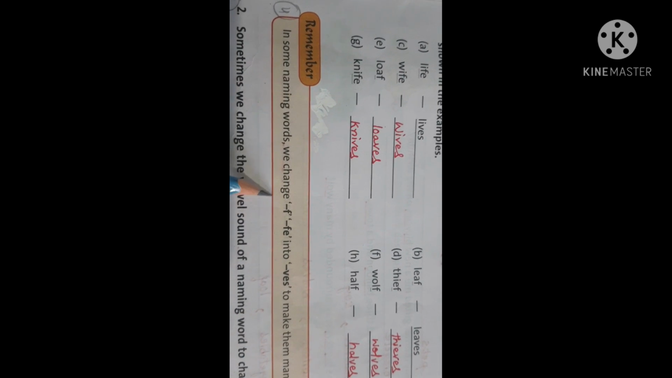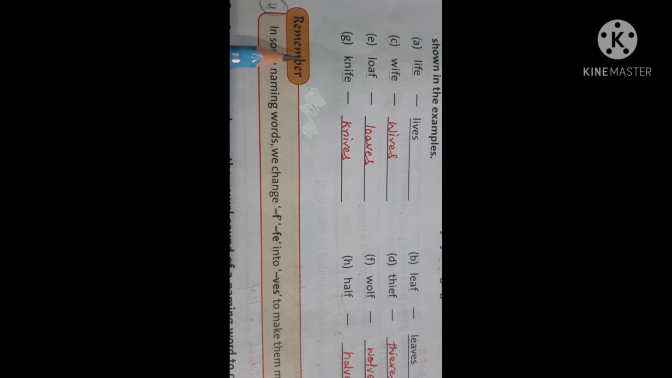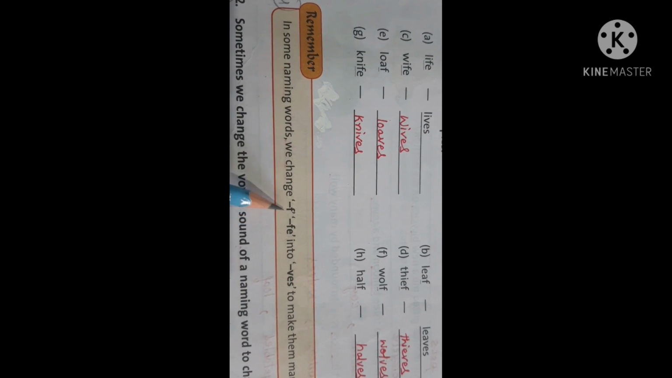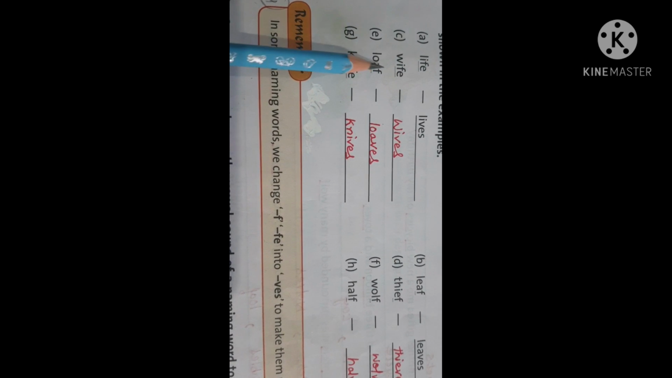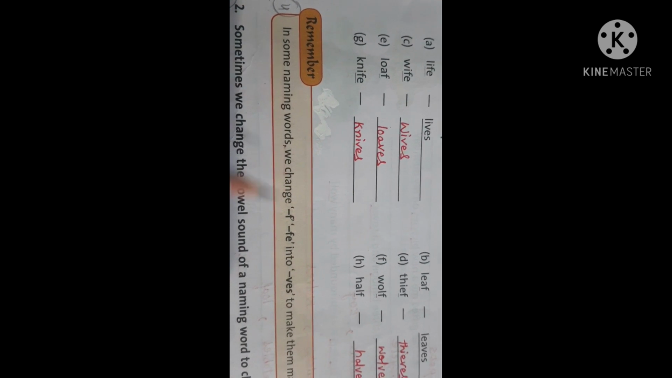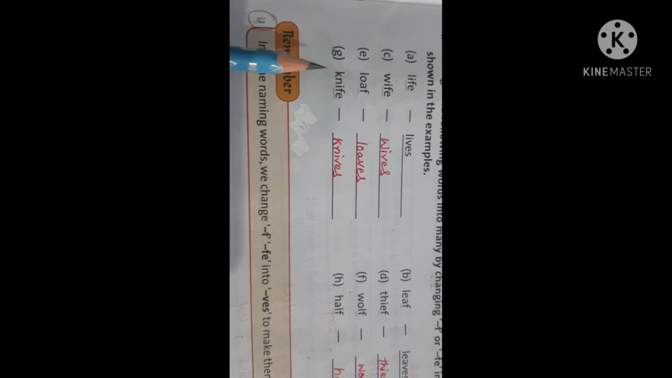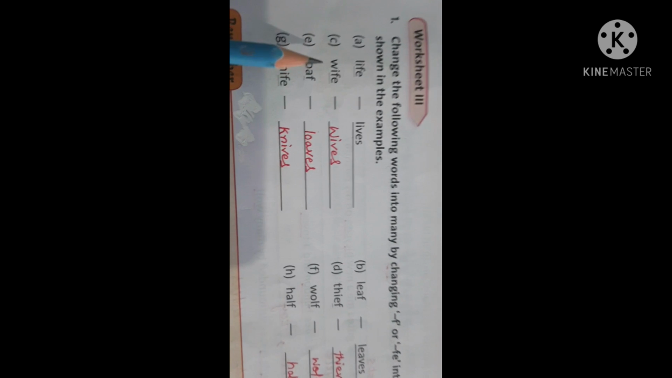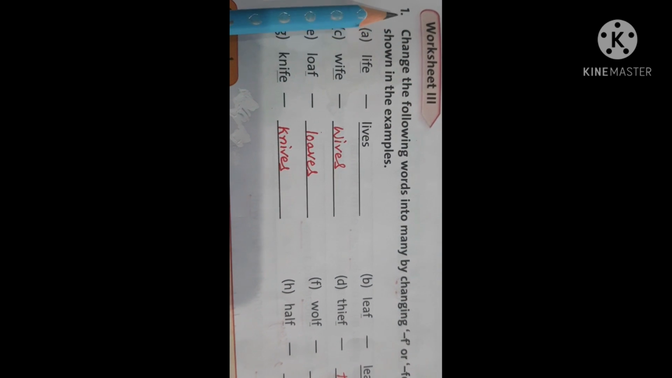Now moving ahead children, we have rule number 4, and this rule says in some naming words we change f or fe into ves to make them many. And according to this rule, when we have f or fe in the end of naming words, then we will change this f or fe into ves. So this is your rule number 4. Children, again you have to memorize this rule in order to do these changes properly, right? Now let's do the worksheet, then this rule will be more clear to you. This is worksheet number 3, question 1.